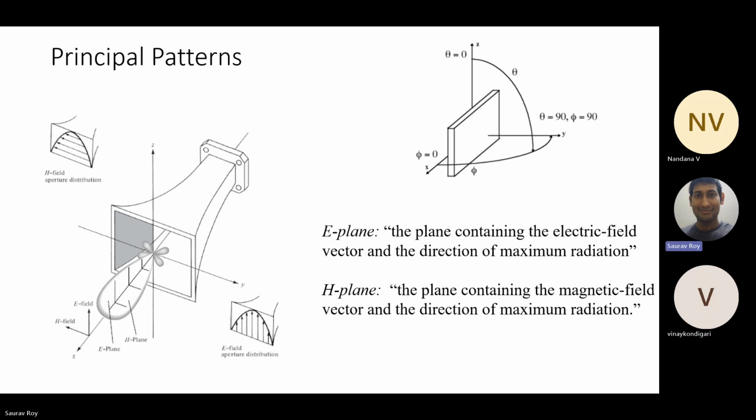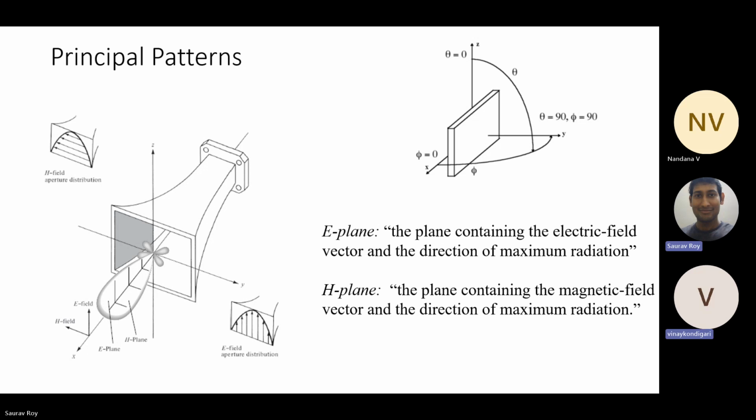Can you tell what should be the E-plane? Sir, E plane is the plane containing the electric field vector and the direction of maximum radiation. So in our case, E plane is along here, do you see this picture? The E-plane means the electric field in the aperture of the radiating antenna.